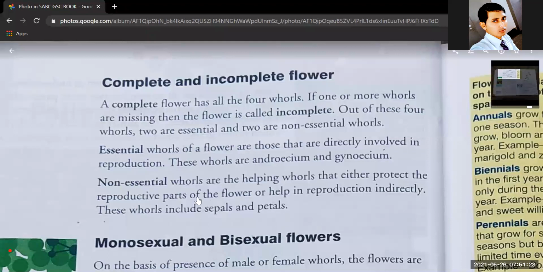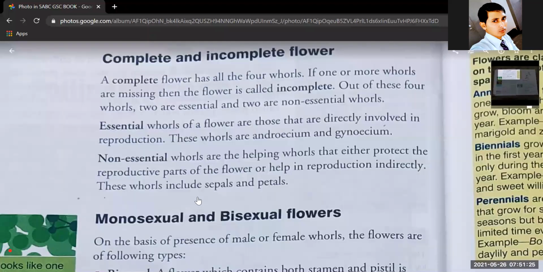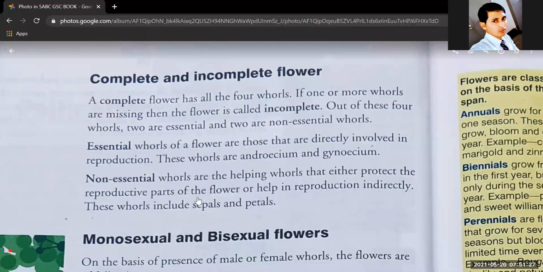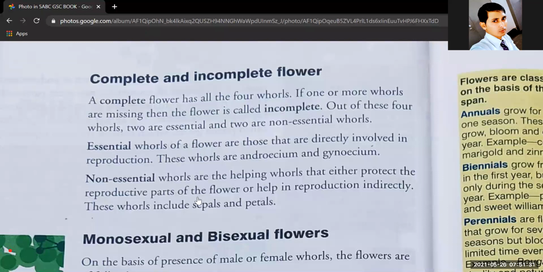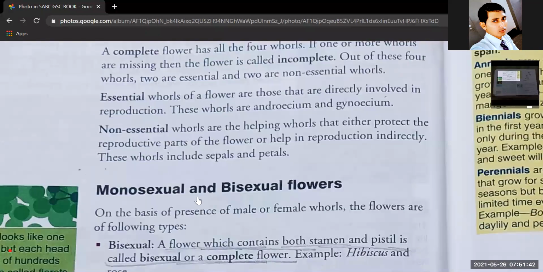Whatever I am making you understand, all these questions will come in the exercise parts. They will come in fill in the blanks, multiple choice, true or false, match the following. So keep in your mind whatever I am making you understand here.